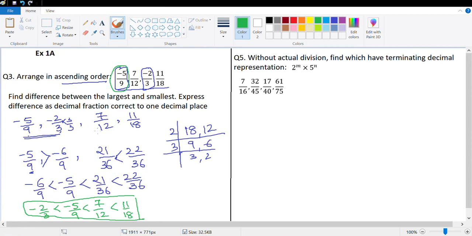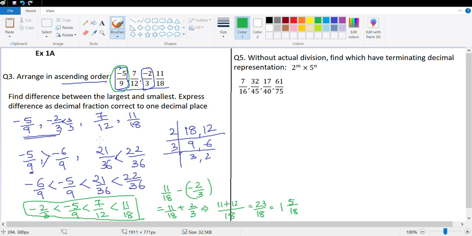Find the difference between the largest and the smallest. So the difference would be 11 by 18 minus negative 2 upon 3, which means 11 by 18 plus 2 upon 3. Let's take the LCM. LCM will be 18. So this is 11 plus, this is 6 times, so this is 12. This is equal to 23 upon 18, which can also be written as 1 and 5 upon 18.